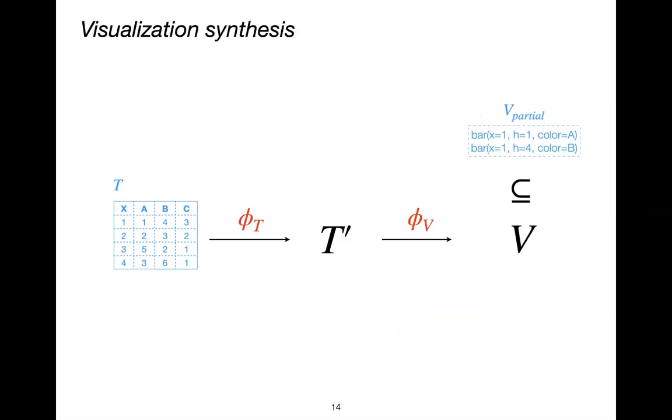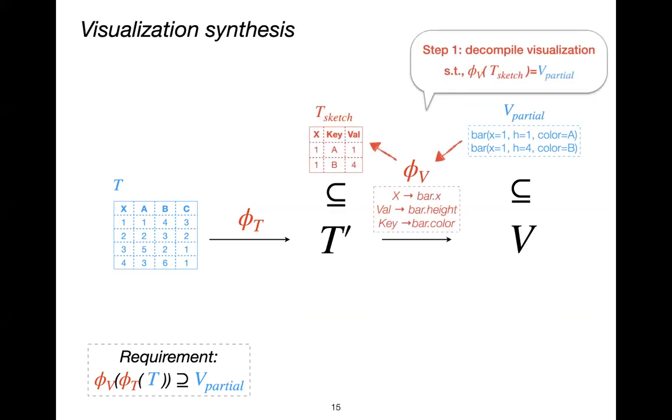So the first part, how do we address those difficult problems in program synthesis? Our insight is to break down the synthesis problem into two processes. The first is to decompile the data visualization. So instead of synthesizing two programs together, we have a decompilation process where we first take the partial program and decompile it into a table sketch. What does it mean? This means we see a small partial visualization, and we're going to find a program and a small table that turns the small table into the partial visualization.